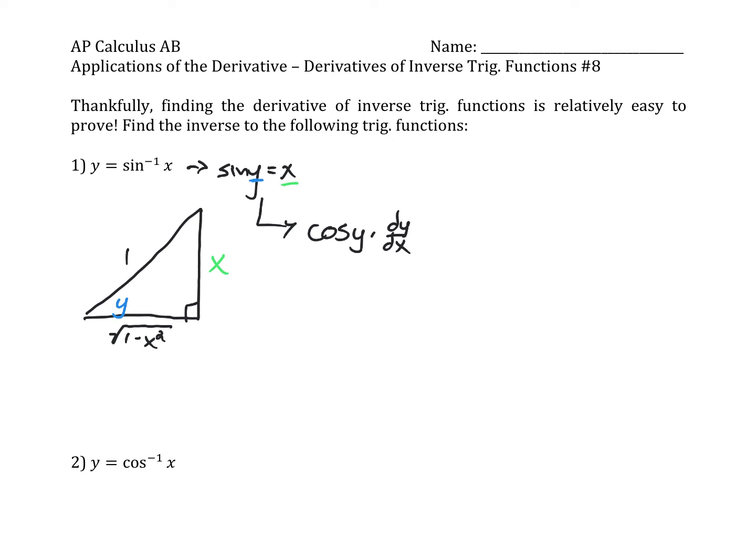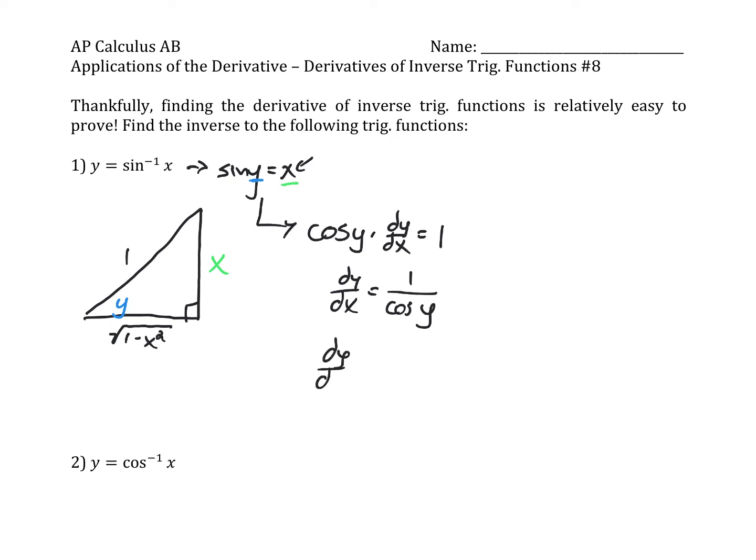And then we have to take the derivative of the right side, this x, which we know to be 1. So if I want to isolate dy over dx, I would divide both sides by cosine of y, and I get 1 over cosine of y. And you might be tempted to leave it like that, but we can actually simplify this using our right triangle. If we look at our right triangle, what's cosine of y? Cosine of y is the adjacent side over the hypotenuse. So in my right triangle, cosine of y is just root 1 minus x squared over 1, or just root 1 minus x squared.